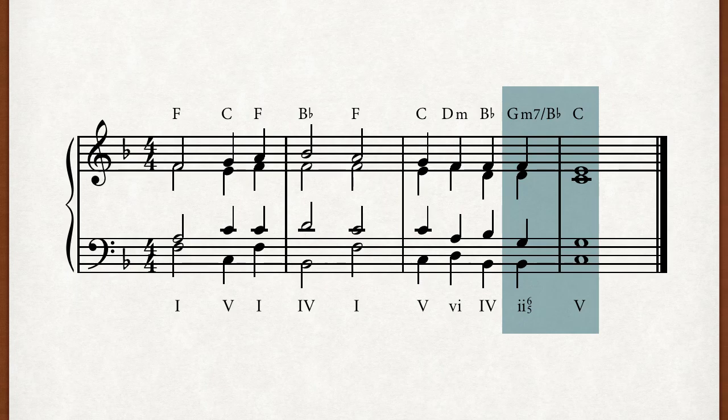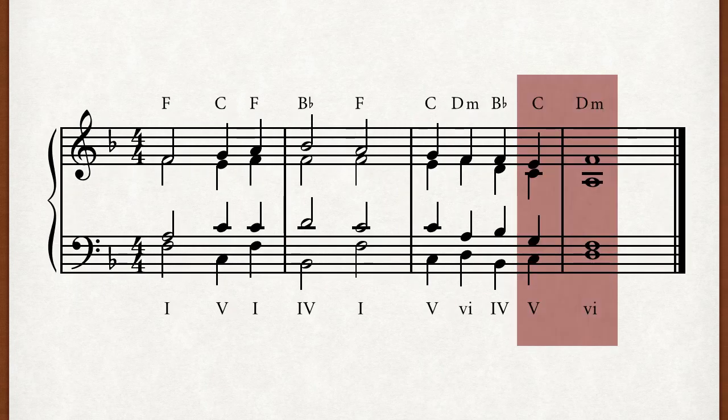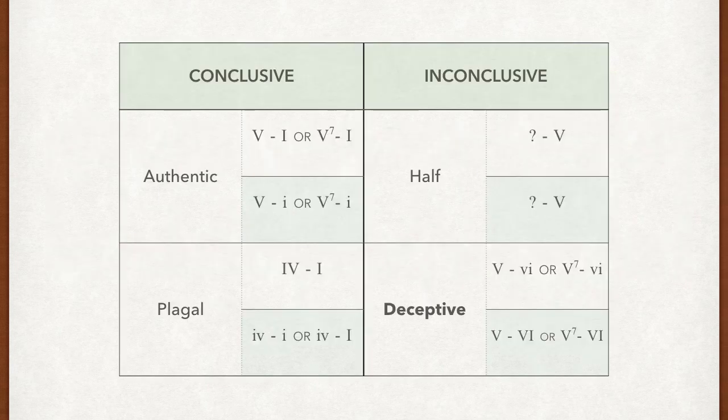Our last type of inconclusive cadence is particularly fun. The music sets us up for an authentic cadence, 5-1, but then fakes us out at the last minute by taking the 5 chord to a 6 chord instead. We call this type of cadence a deceptive cadence, because you're expecting that really conclusive 1 chord that only changes at the last minute. So a deceptive cadence is 5 going to 6 at the end of a phrase.